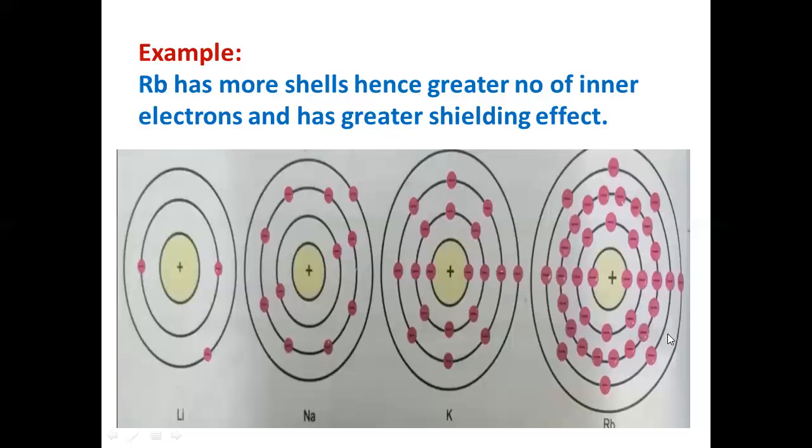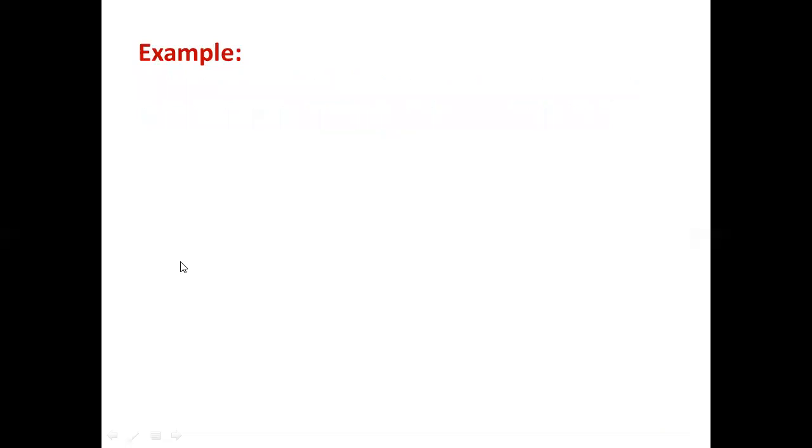So from top to bottom along the group, due to the addition of a new shell, the number of shells increases as well as the number of electrons in the inner shell also increases. So greater number of shells, greater number of inner electrons, greater will be the shielding effect. That's why rubidium has greater shielding effect than potassium. Potassium has greater shielding effect than sodium, and sodium in turn has greater shielding effect than lithium.